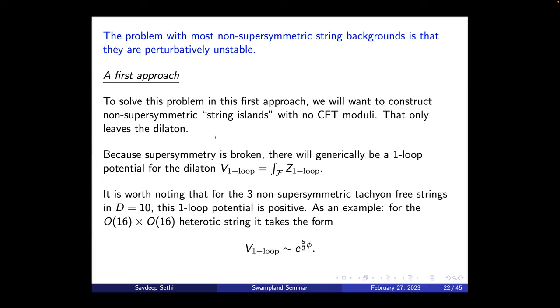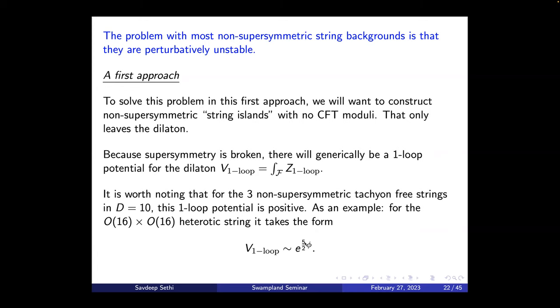And it's worth noting already that there are three known non-supersymmetric tachyon-free theories in 10 dimensions. And for each one of these theories, the one loop potential was positive. So for the O(16) cross O(16), it has this form e to the phi plus phi, where phi is the dilaton.